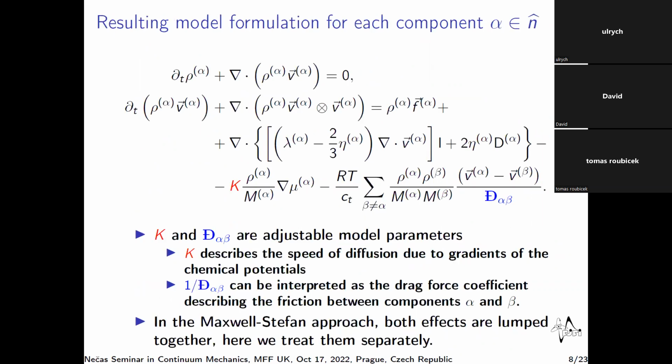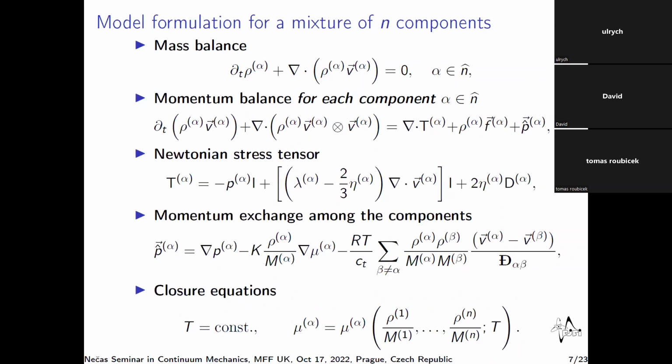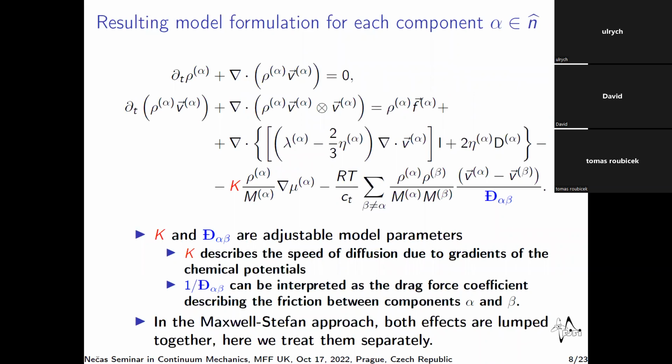So basically, if I just take this momentum exchange term and put it in the right-hand side and use these simplifying assumptions, then for each component I have one mass balance equation of this form, and this is the momentum balance, including the volume forces, and this is the Newtonian stress tensor without the pressure term. And here I have these two terms, which are from Maxwell-Stefan.